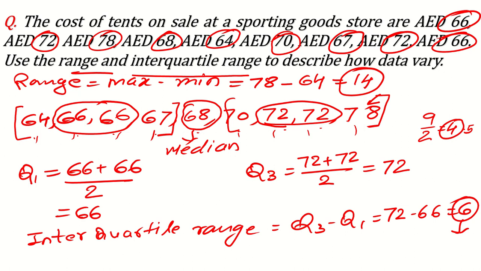For example, here if I make this 78 as 100, then do you think the interquartile range will change? No, it will not change. It will be 6, but range will change, because it will be 100 minus 64 and that will be 36. So if range is more, it means data is not distributed equally, because it has a lot of variation, or you can have an outlier. Like this you can describe the data in your way.